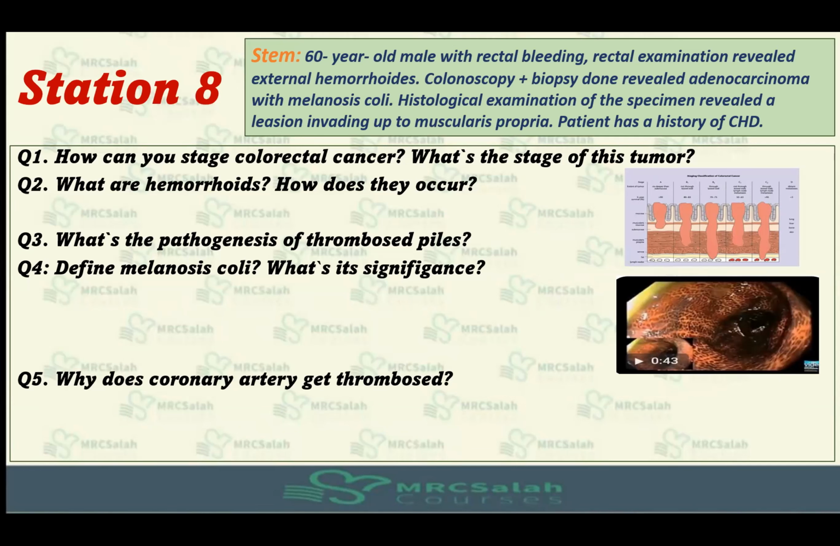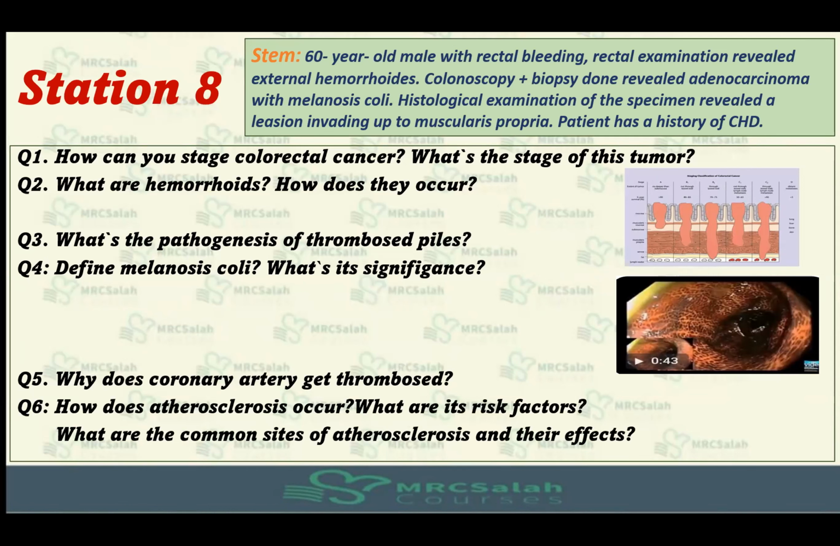So why does the coronary artery get thrombosed? The patient has coronary heart disease. So can you tell me how did they get thrombosed? Due to atherosclerosis? Yes. Okay, great. So how does atherosclerosis itself occur?